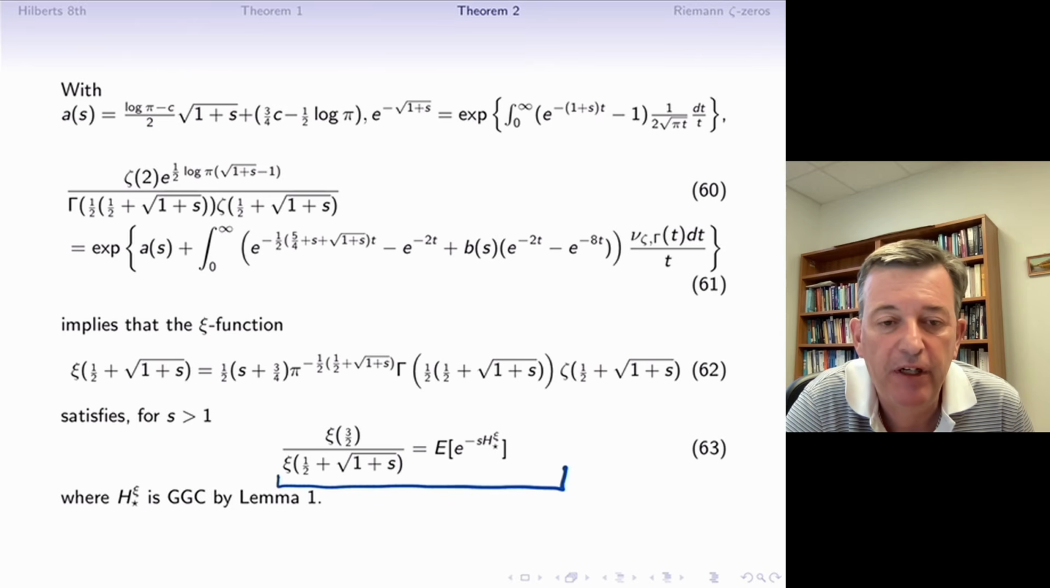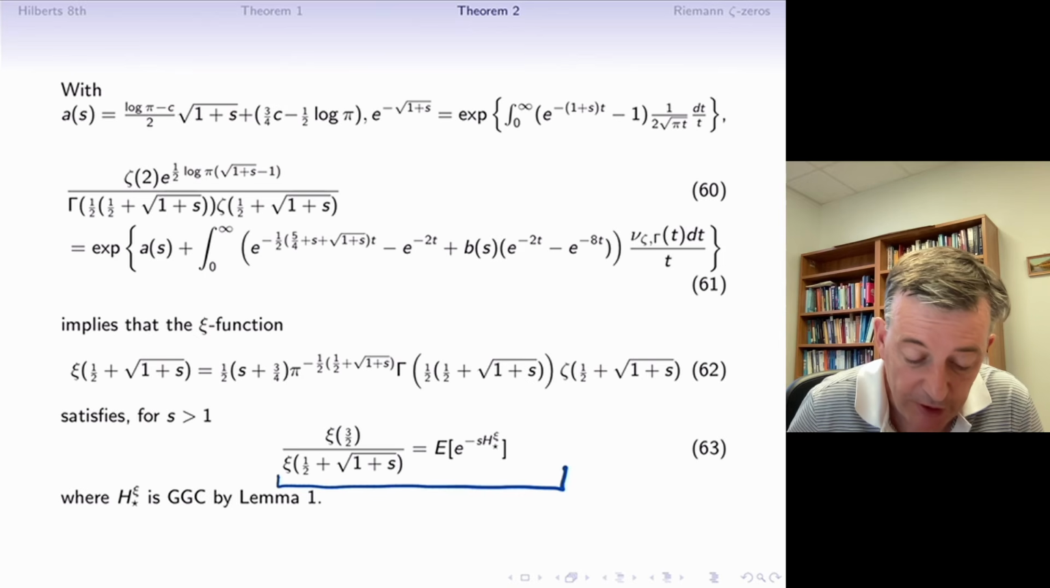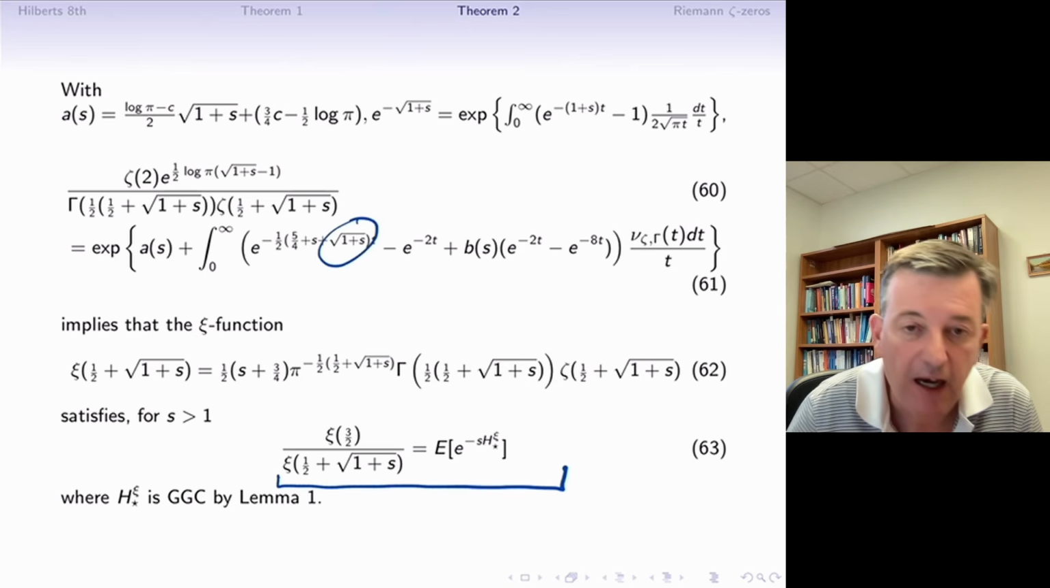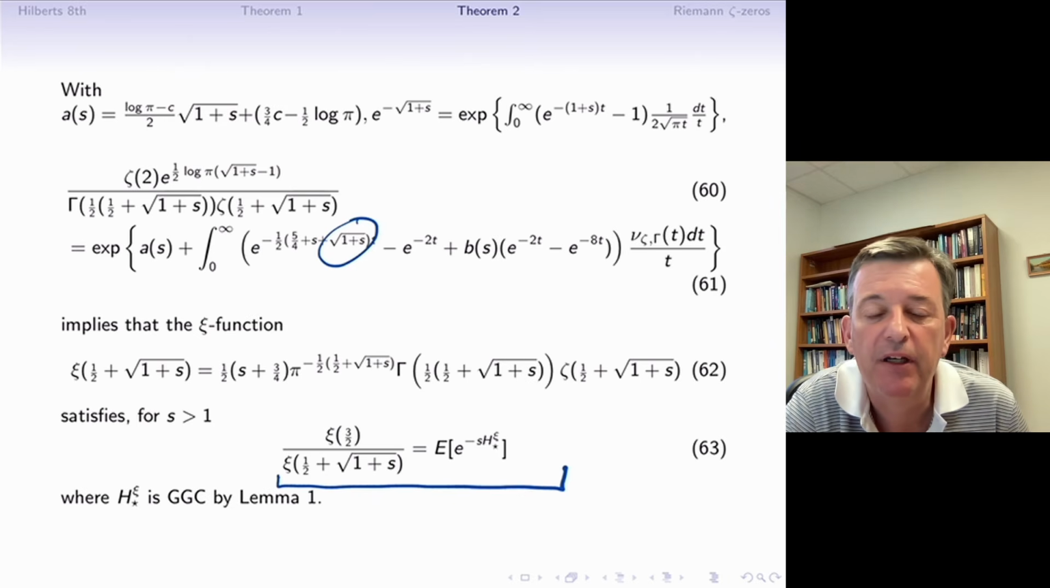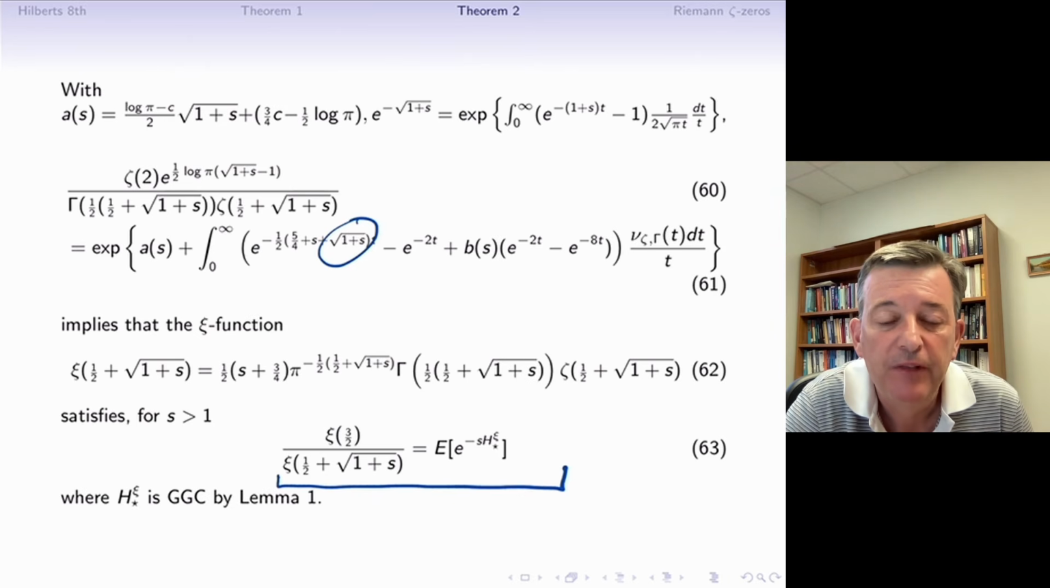And again, it's the same trick that was used in Lemma 1 to go from the Levy measure to the new measure. And again, all such functions like square root of 1 plus s can be written in Thorin form. So essentially 63 is really just part B, Theorem 2, but slightly shifted. So instead of evaluating at alpha plus root s, we evaluate it at a half plus square root of 1 plus s. And again, we get a Laplace transform representation of a reciprocal psi function.